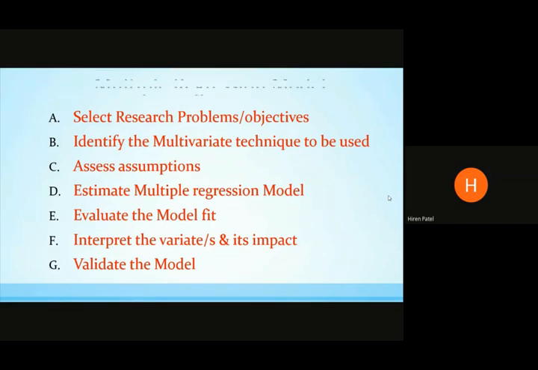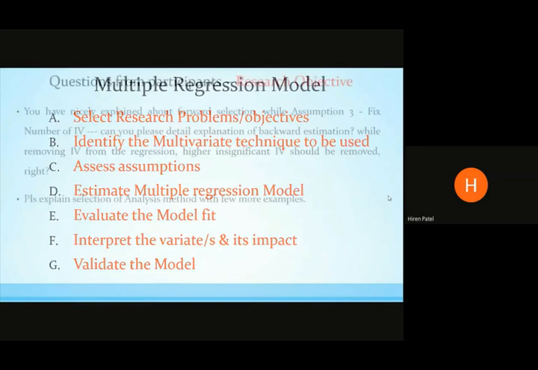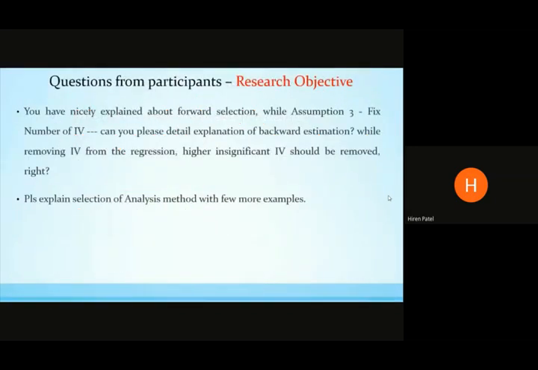To begin with, some questions pertaining to the research objective. One of the questions is: you have nicely explained the forward selection with assumption 3 fixed number of IVs. Can you please explain backward estimation in detail, and while removing the independent variable from regression, the highest insignificant independent variable should be removed, right? This is the question from one of the participants.